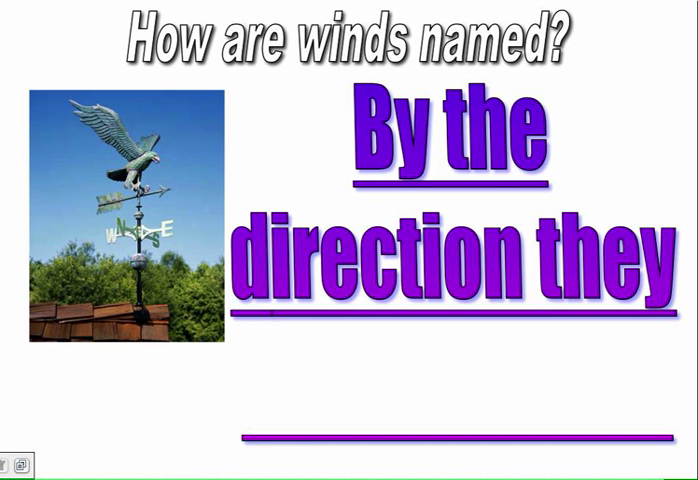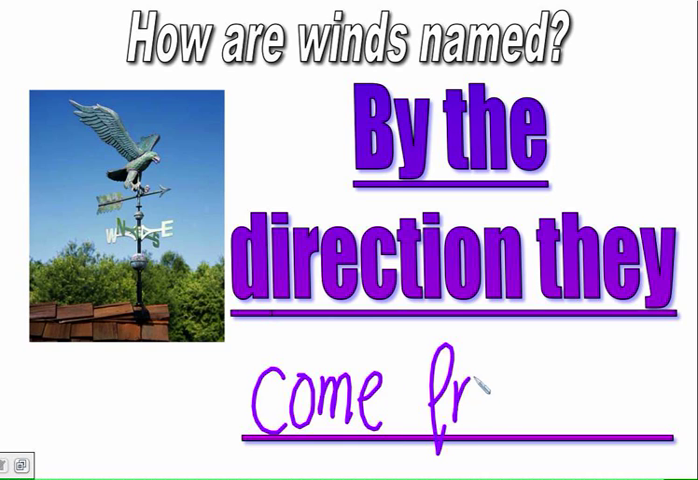Another background piece of information we need is how winds are named. Winds are named by the direction they come from. Living in Minnesota here, we hear a lot about the polar vortex. Air coming from the poles, cold air coming into our area. So winds are named by the direction that they come from.